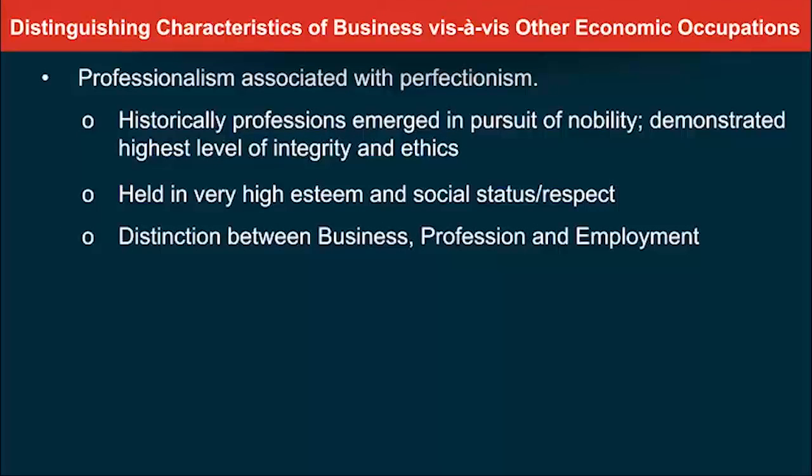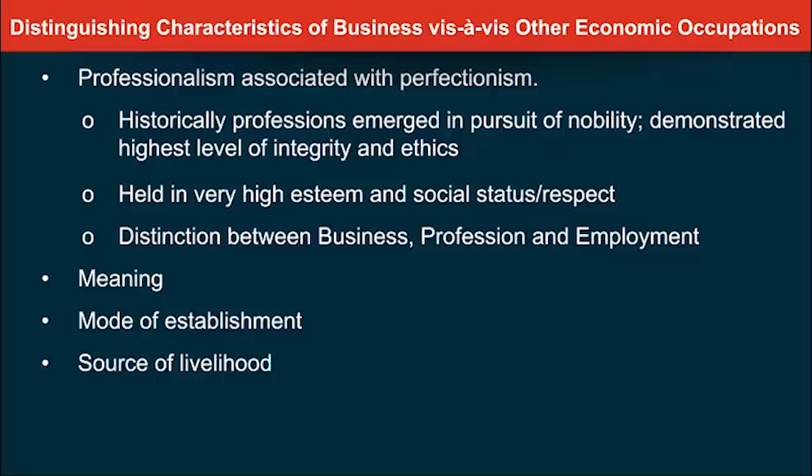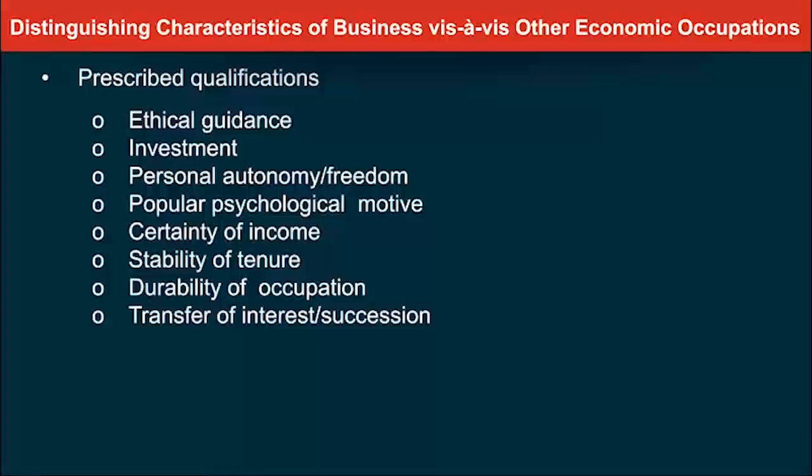There is a distinction between a business, a profession and an employment. Business means a person will be actually running his own business, isn't it? So it's an entrepreneurship. Profession means we are rendering a service and for that we have been qualified specifically. And the third is an employment where you become part of, or you're employed by, a particular businessman to do a particular job. So the points of difference are given, which, based on whatever we have discussed, is pretty clear, isn't it? So I have written meaning, mode of establishment, then source of livelihood, etc. You can go through and it is pretty easy to follow.